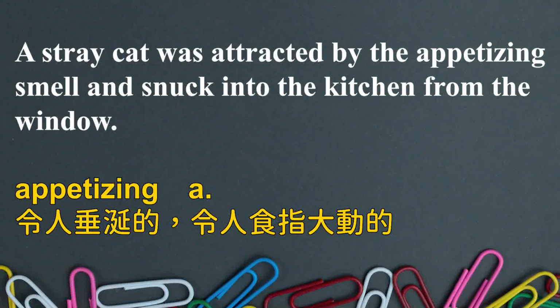A stray cat was attracted by the appetizing smell and snuck into the kitchen from the window. We can see the cat is in the window looking at the kitchen. A stray cat means it doesn't have an owner. It's an outside cat or a wild cat.